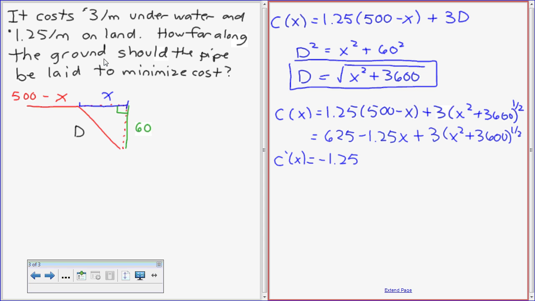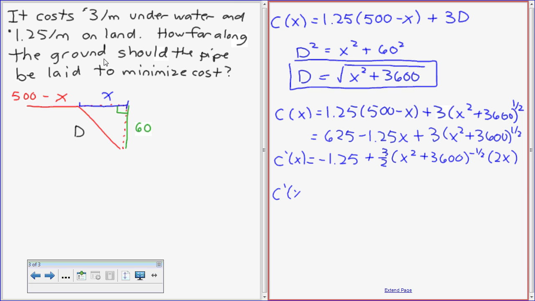Now that's all taken care of. All we have left is the thing on the right. So I'm going to call that plus 3 over 2 x squared plus 3600 to the negative 1/2 times 2x. Does that make sense to anybody else? Yeah. Okay. So I'm going to have then c prime of x.